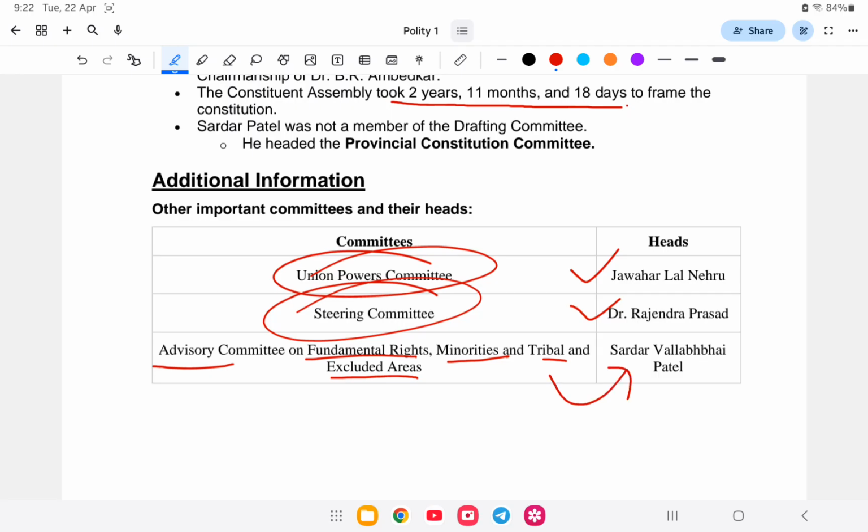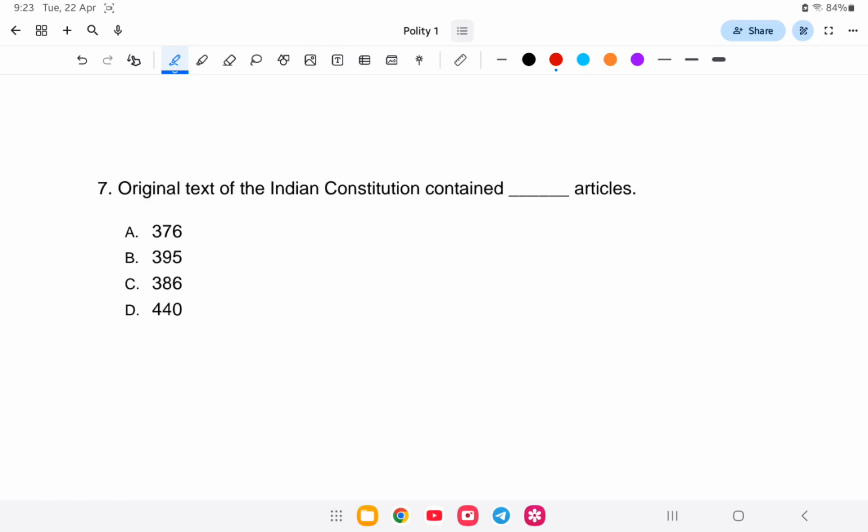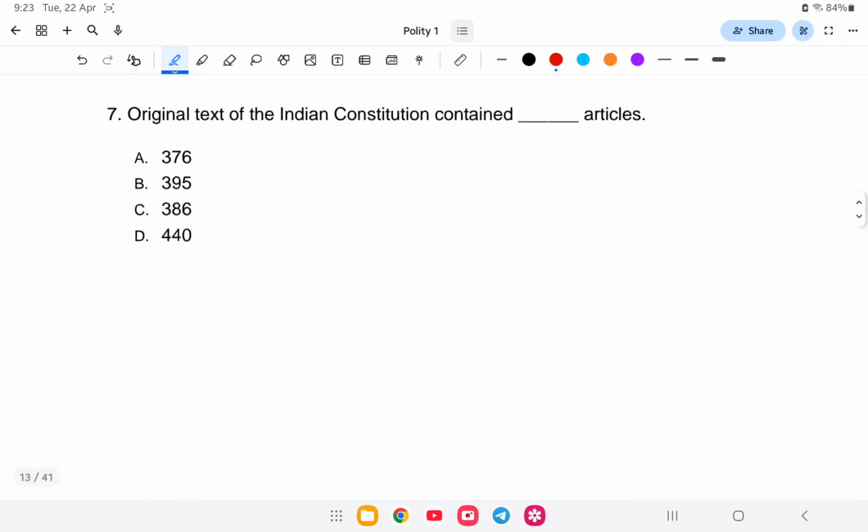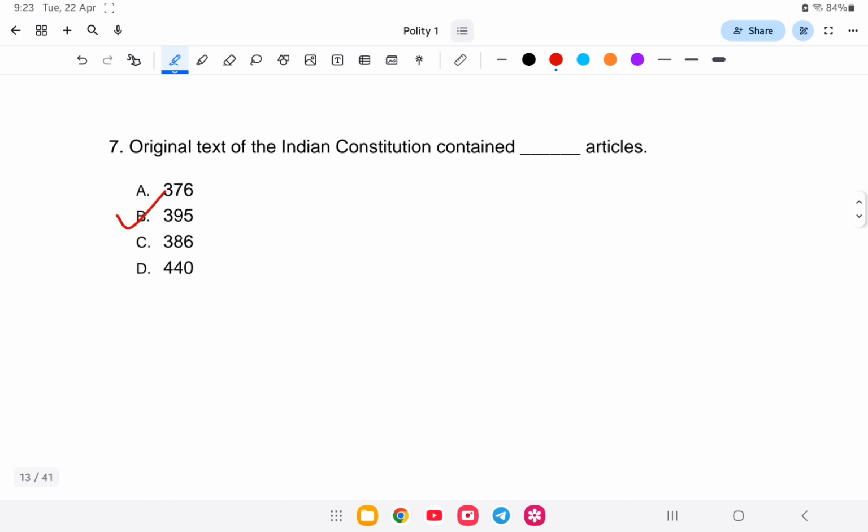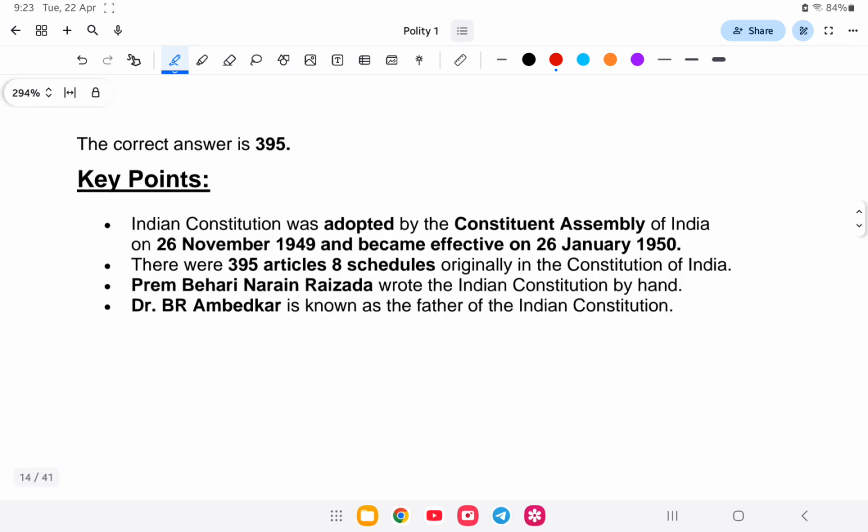Next question. The original text of the Indian Constitution contained how many articles? Is it A 376, 395, 386 or 440? The original text of the Indian Constitution contains 395 articles. That is option B, the correct answer. So let us study in detail about this.